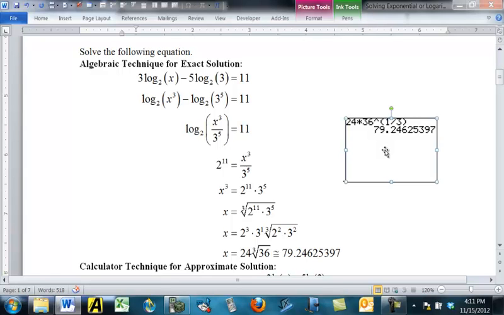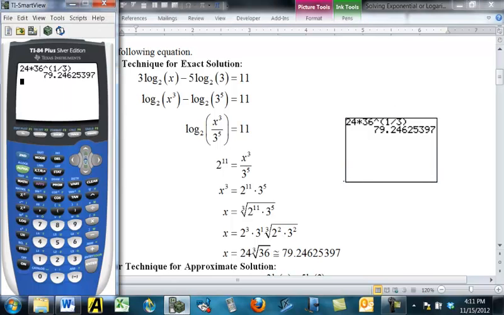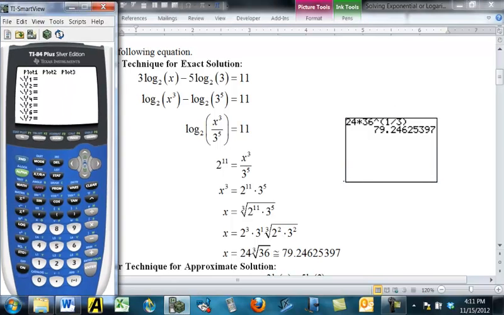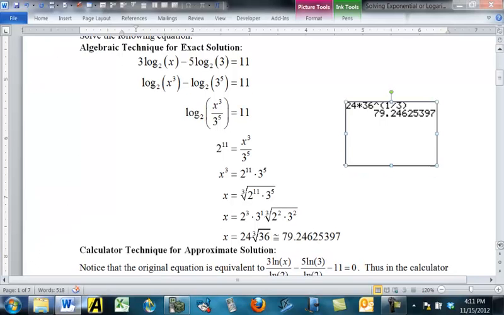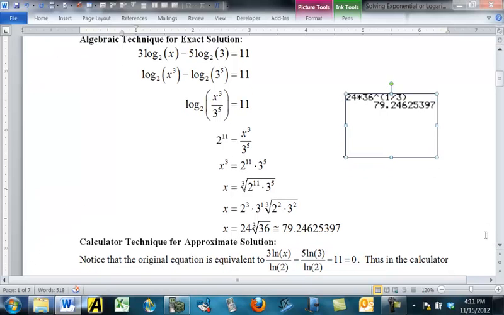Now, we do have to do a little manipulation, however, because we don't have a log base 2. So, without a log base 2, we're going to have to rewrite this expression. And if you'll look, I actually got it rewritten here. Rewrite this as 3 ln of x over ln of 2 minus 5 ln of 3 over ln of 2. And then I subtract 11 and it equals 0.